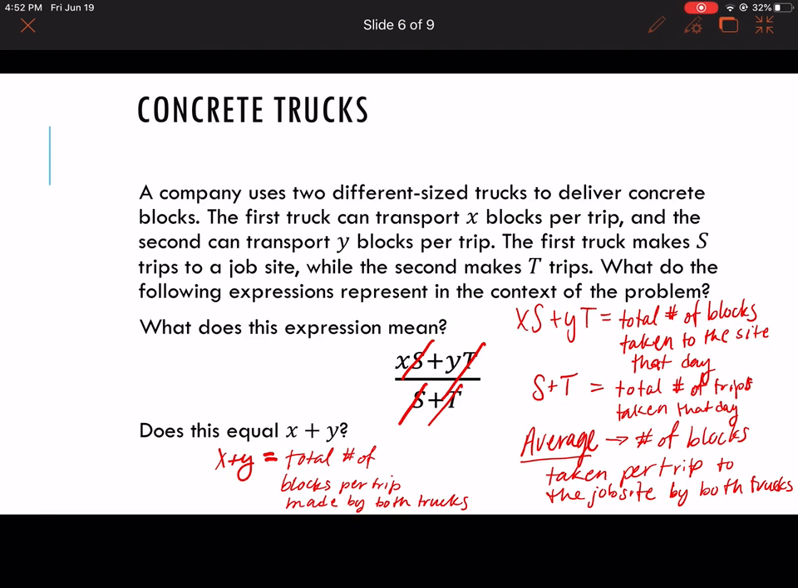So comparing again the average number of blocks per trip by both trucks to the total number of blocks per trip made by both trucks, these expressions aren't equal, even though numerically we want to just cancel things off. Using the context to help drive the mathematics is great. So we're going to continue on.